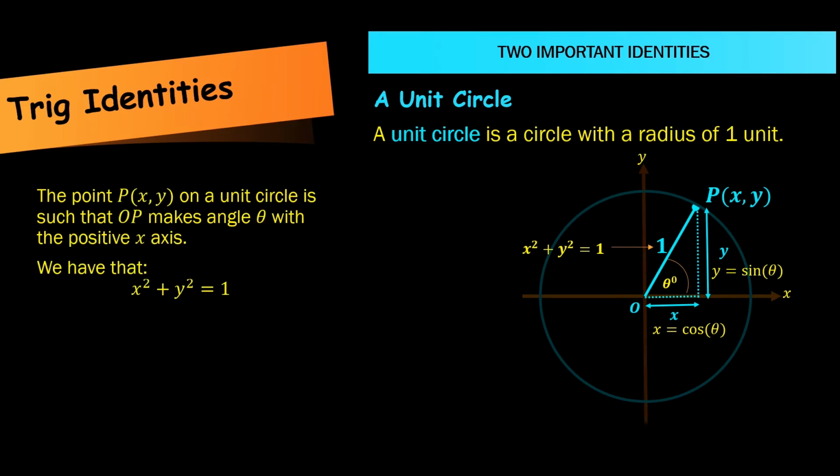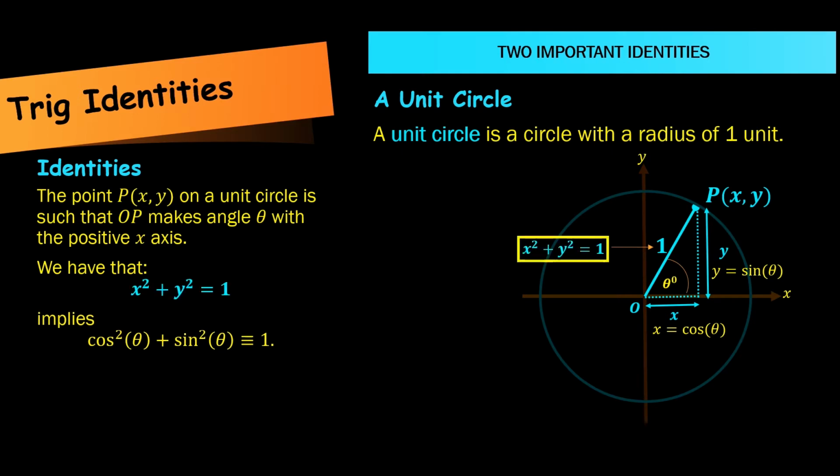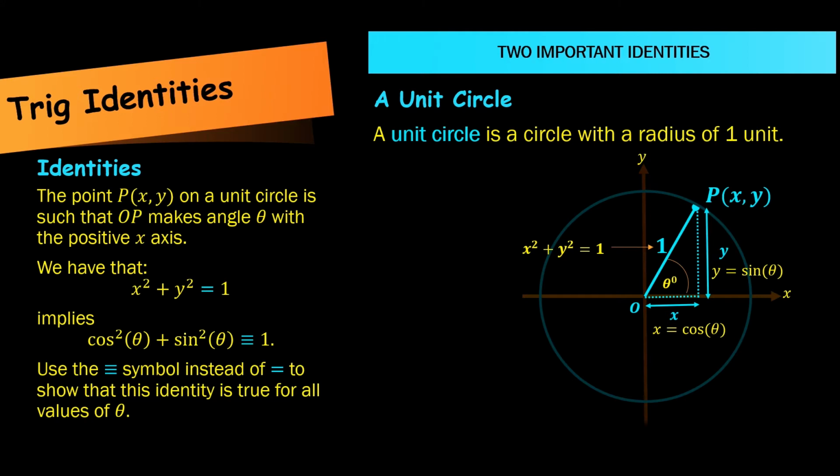Now, since we have that x squared plus y squared is equal to 1, we can substitute in the values for x and y in this equation to give us cos squared theta plus sine squared theta is identical to 1. We use the identity symbol instead of the equals symbol to show that this identity is true for all values of theta.